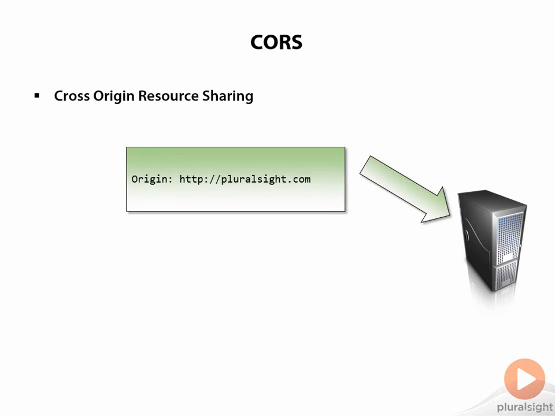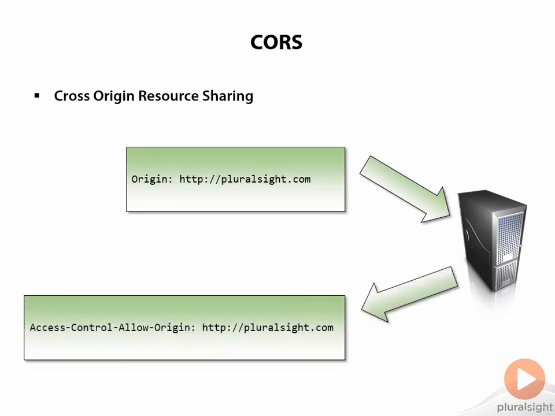If Facebook allows this, it will send back an HTTP message with a header named Access-Control-Allow-Origin, and that header will say, yes, I allow pluralsight.com to access this resource. If that header is not present, then the browser will not allow the JavaScript to receive that response. Let's see if we can get this working in our application.